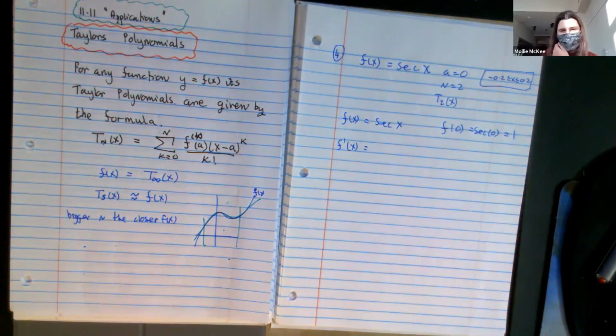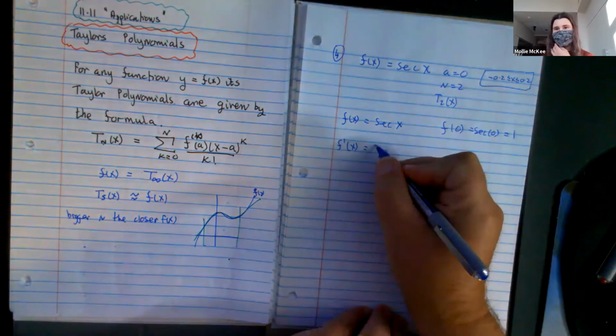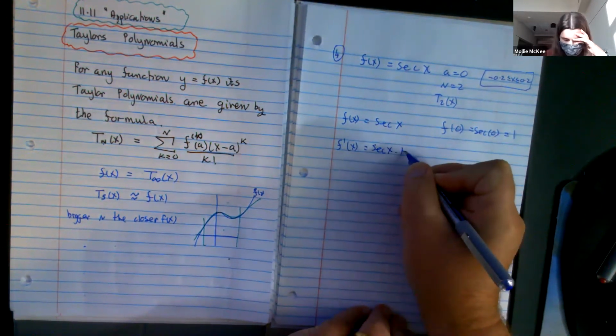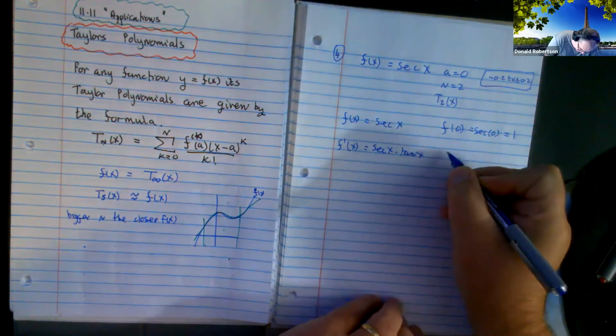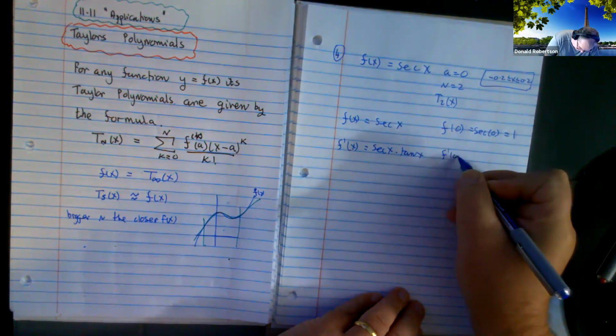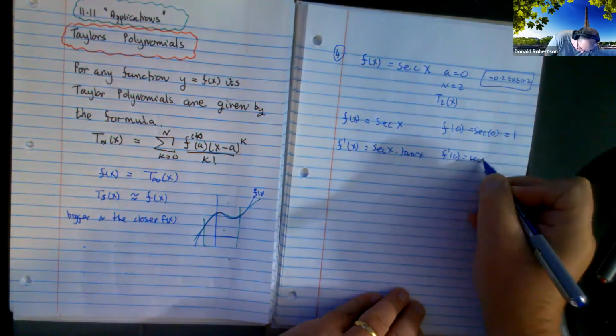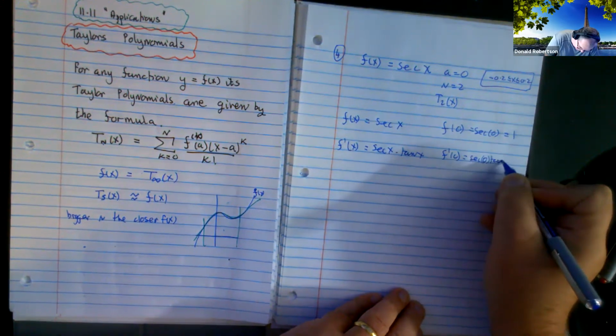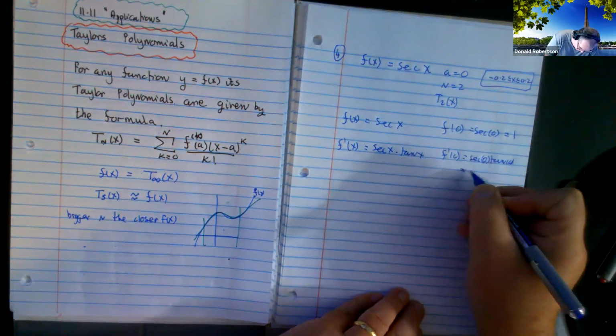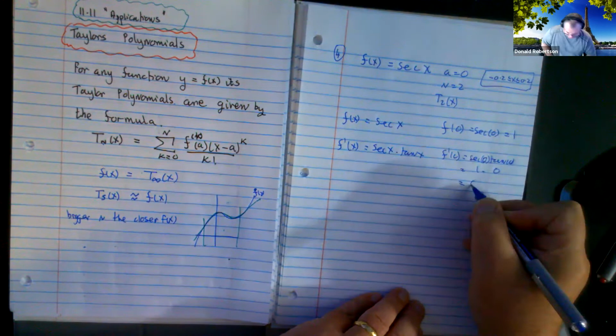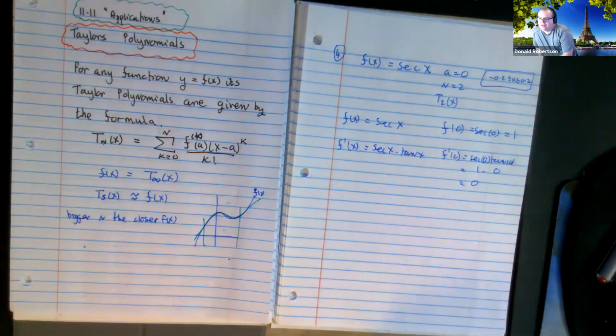Is it secant tan? It is, well done. And if you do f dashed of 0, and you find secant of 0, tan of 0, what you get is 1 times 0. Oh, it's 0. So that means that middle term, the x term, isn't going to exist.